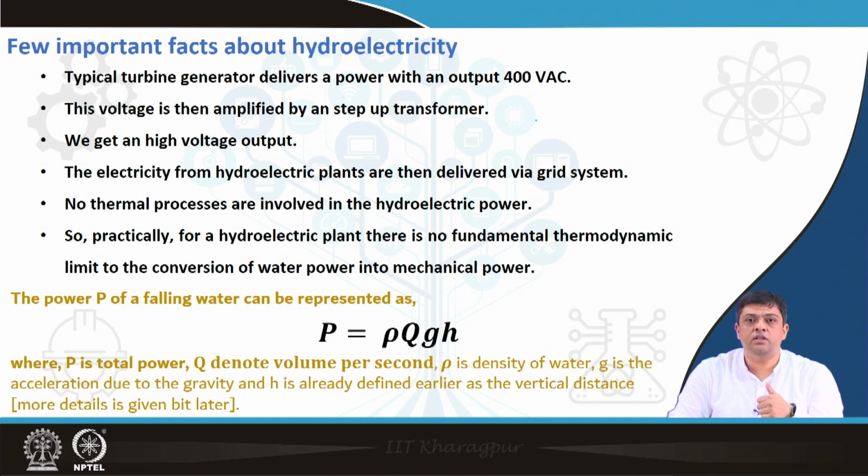And knowing the density, the flow rate or volume per second which is flowing down, the acceleration due to gravity, and the head, you can find the power which is extracted from the falling water, which is given by rho q g h. This is the amount of power which can be extracted.